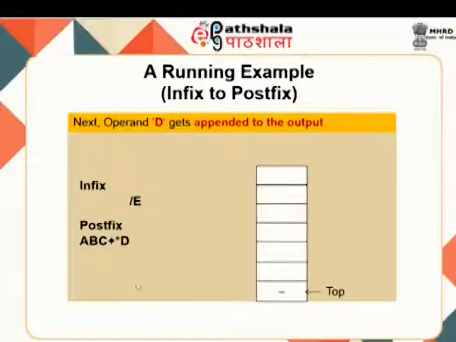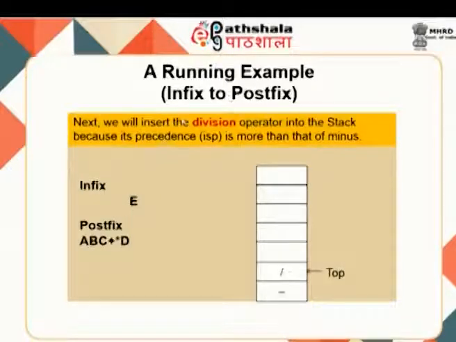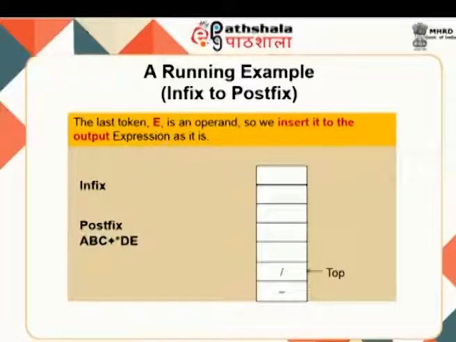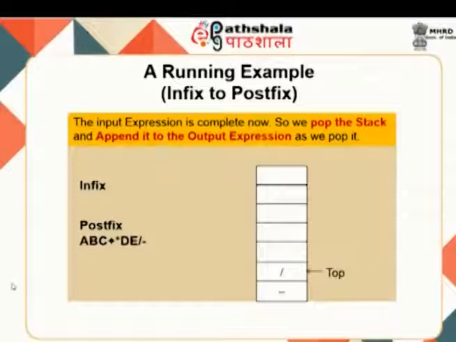Next, what you see is a division sign. Division has a higher precedence than minus, so you do not have to pop this out. Because its precedence is more than that of minus, you just push it on top of the stack. Now, what you see is E, so output E as it is. Then you have to empty the stack, last in first out, so this will come out first and then this. This is the final output that we get.